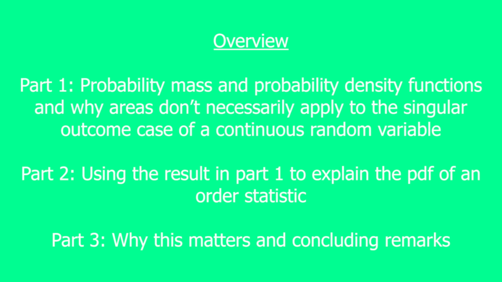This video is going to look at viewing the probability of a singular outcome with positive density as greater than 0, and is divided into 3 parts. Part 1. Probability mass and probability density functions, and why areas don't necessarily apply to the singular outcome case of a continuous random variable.